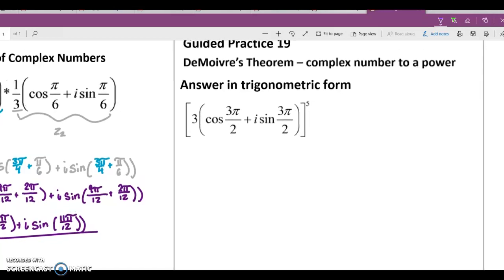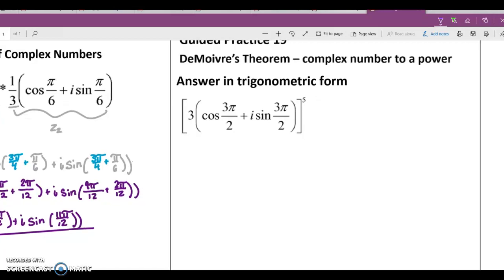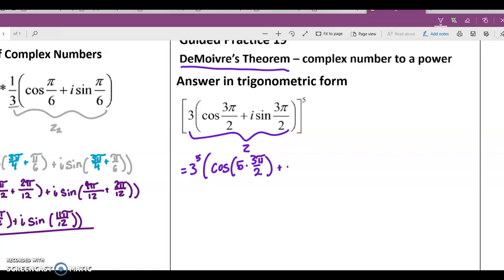So for this one here, we're raising this complex number z, in trig form, to the 5th power. Following DeMoivre's theorem, we can write this as 3 to the 5th times cosine of 5 times 3 pi over 2, plus i times sine of 5 times 3 pi over 2.